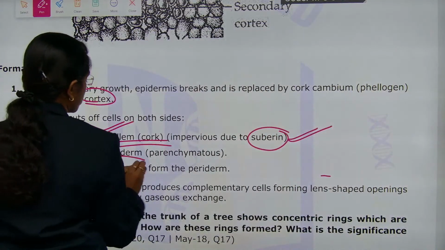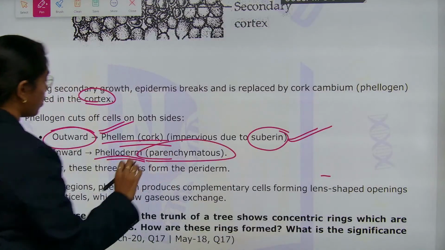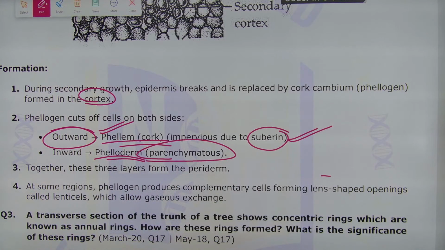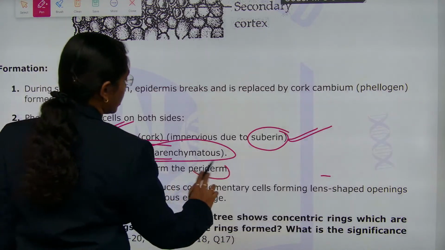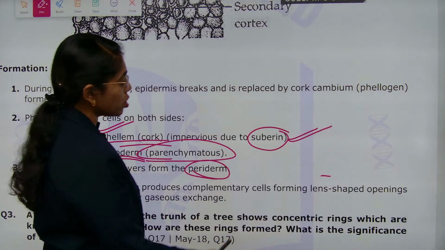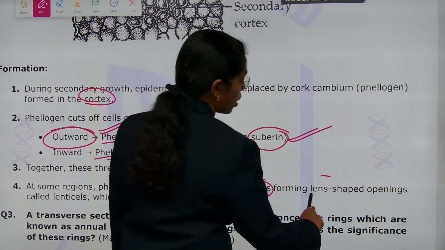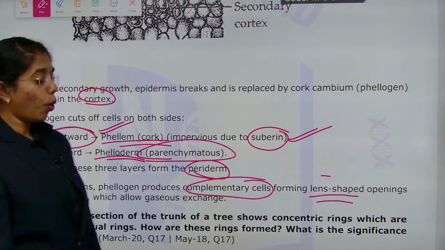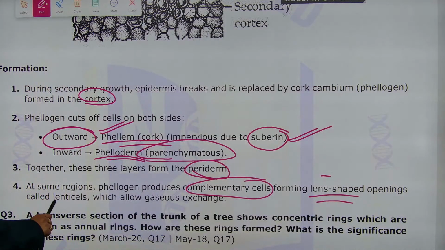Phelloderm is formed, which is parenchymatous. Phelloderm is formed towards the inner side of cork cambium. This is parenchymatous. And together, these three layers will form what? Periderm. Next, some regions of phellogen will produce complementary cells, which form lens-shaped openings called lenticels.